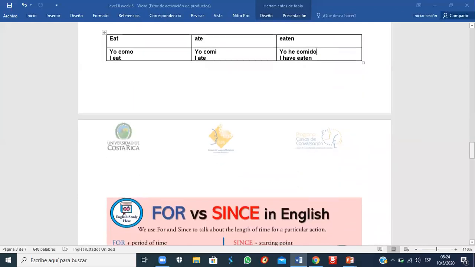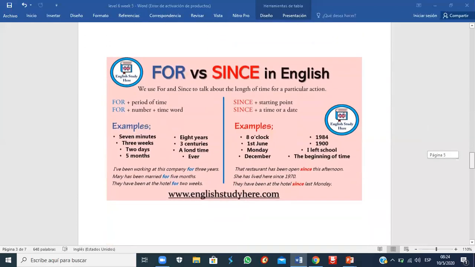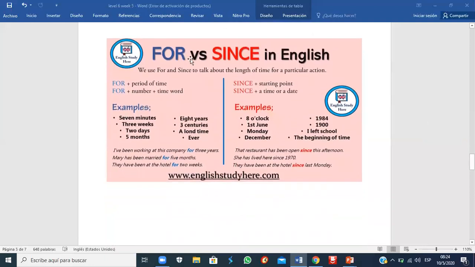The present perfect has this situation. Part of the complement of the present perfect is for and since, and this is like something new. We use for and since to talk about the length of time for a particular action. Take a look. For is used for a period of time, and since is used from a starting point, from a time or date.